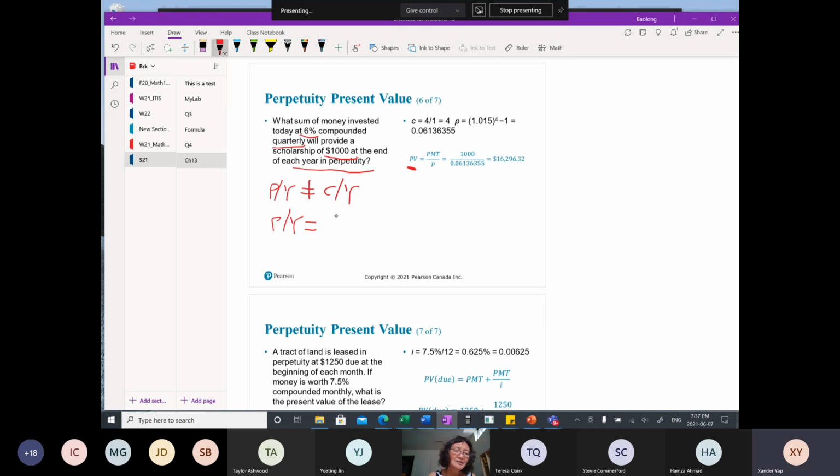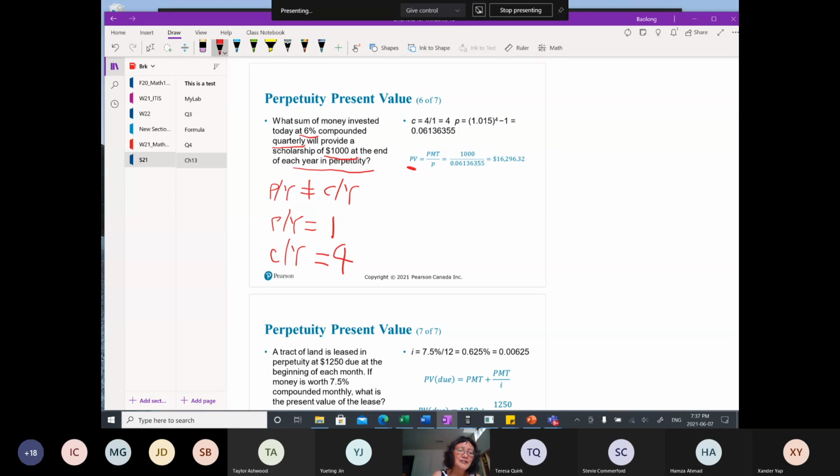Compounded quarterly. It's 1 payment per year. Excellent. So what is CY? Thank you, Humble. What is CY? Teresa, thank you. CY equals 4 because interest is compounded quarterly.